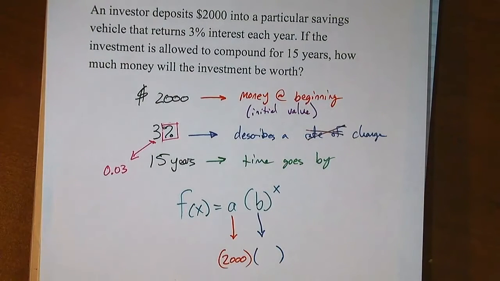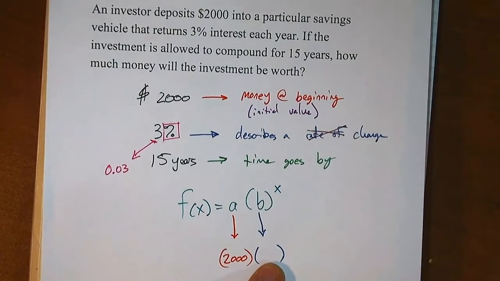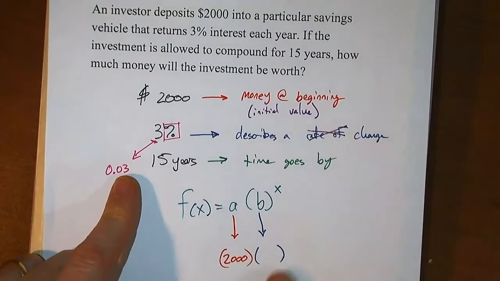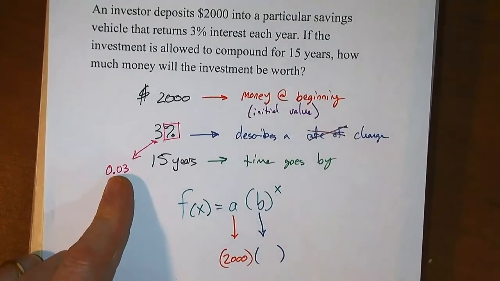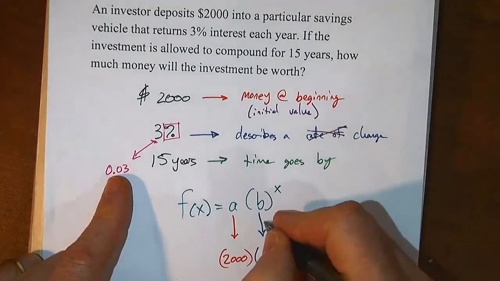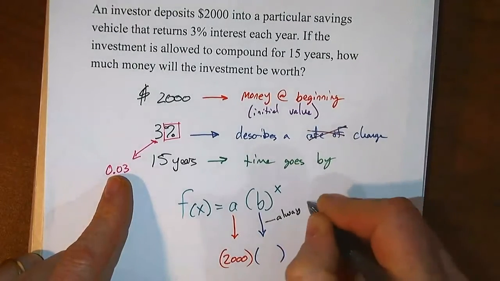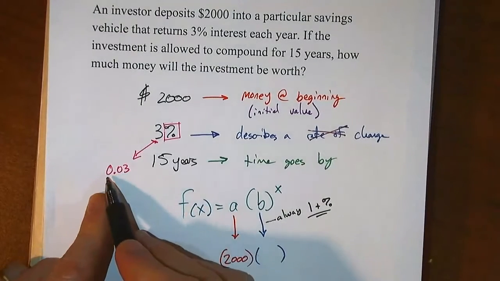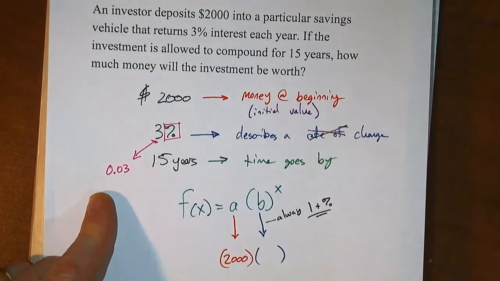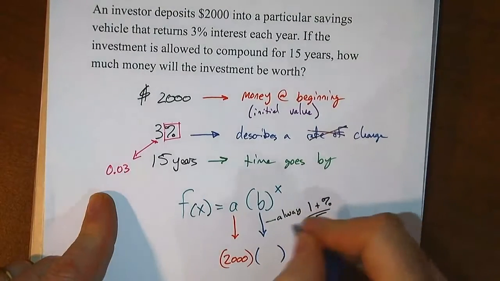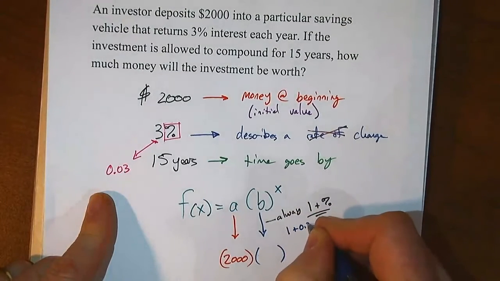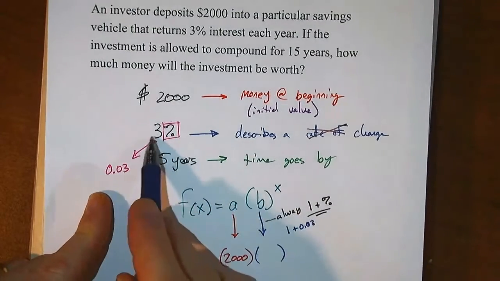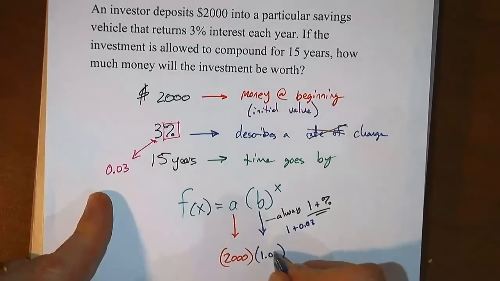It turns out that the number that's going to go right here will always end up being a 1 plus this percentage. Okay, so that might be something to make a note. Always 1 plus the percentage. So in this case, it's going to be 1 plus 0.03, right? Because we moved the decimal 2 spots. So that means it's going to be a 1.03.